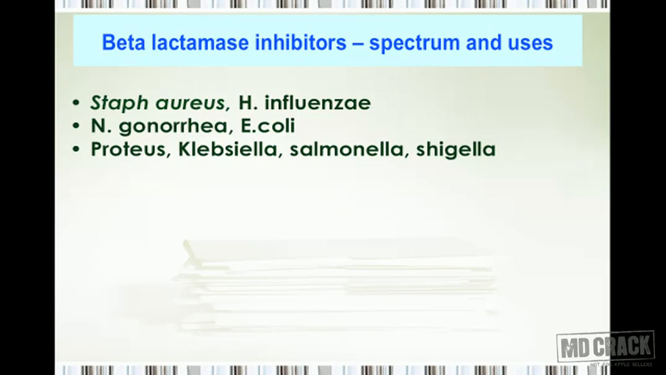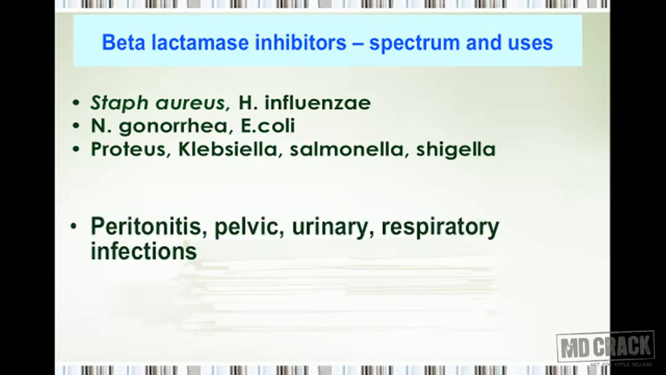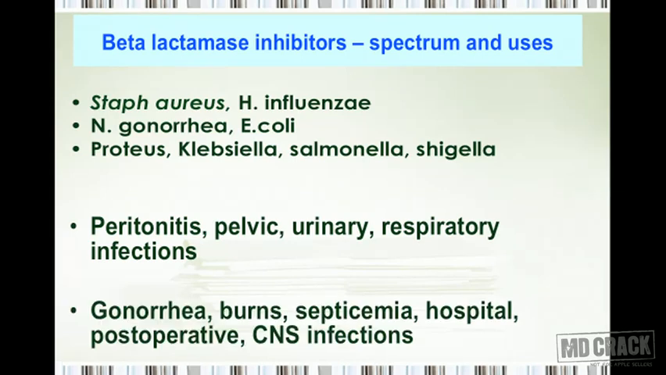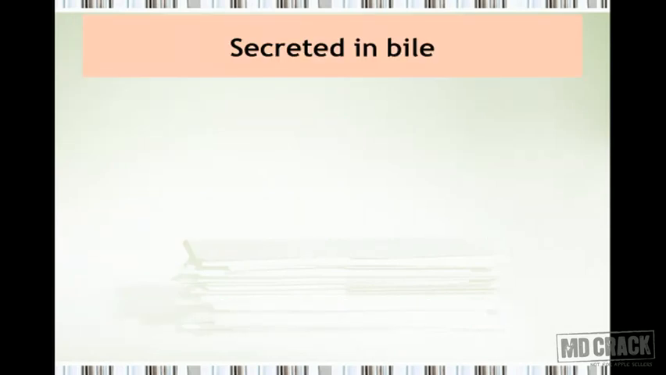So you can use beta-lactamase inhibitors with other penicillins as a combination for all these organisms to treat diseases like peritonitis, pelvic infections, urinary infections, and respiratory infections. Also gonorrhea, burns, septicemia, hospital-acquired infections, post-operative infections, and central nervous system infections. So this is the spectrum and the uses of the beta-lactamase inhibitor.